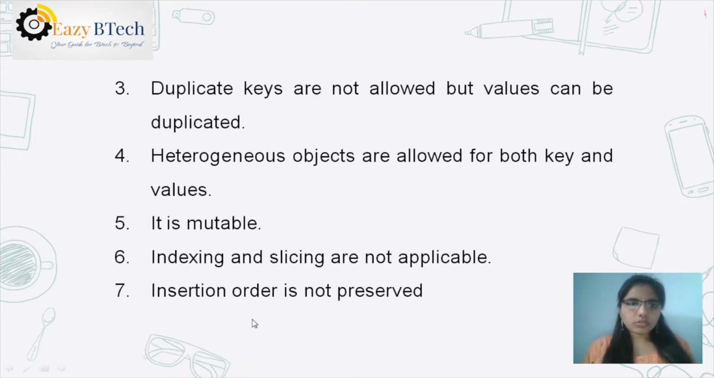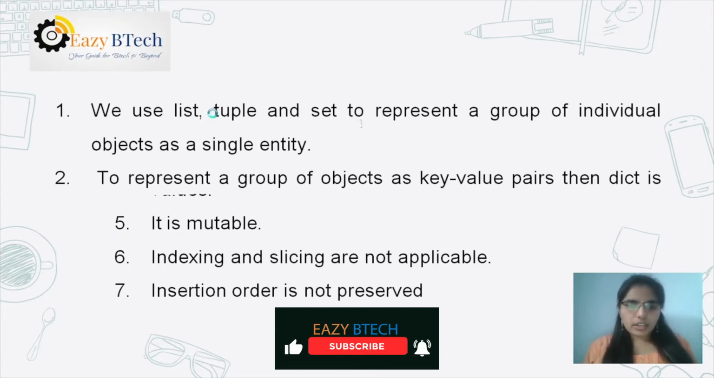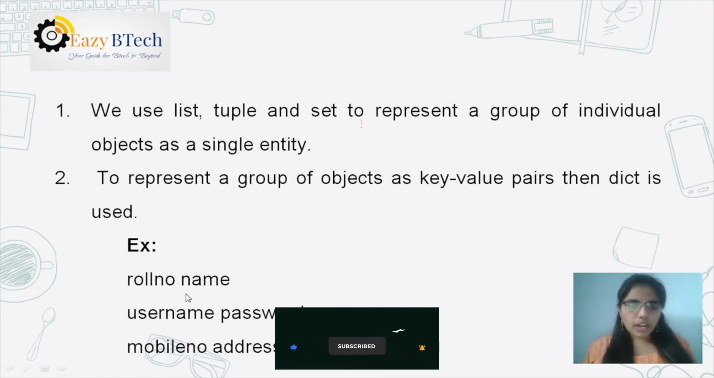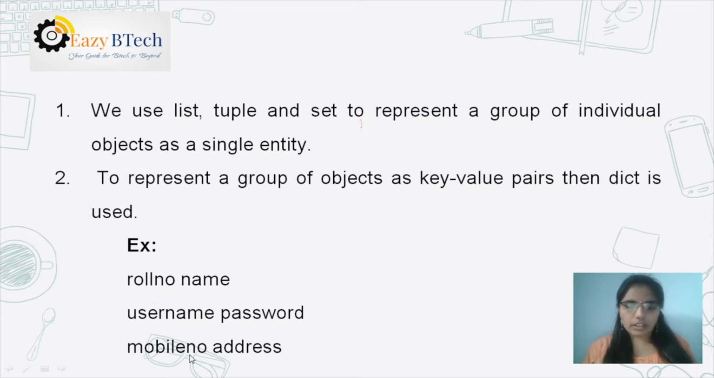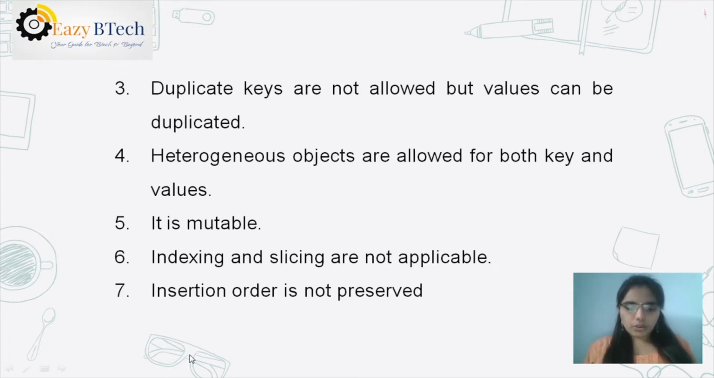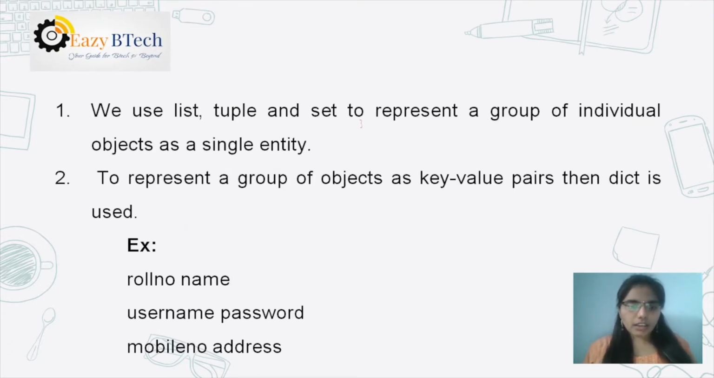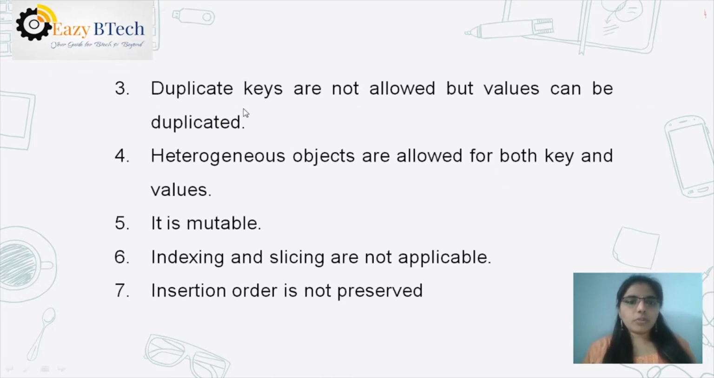This is the third point: duplicate keys are not allowed, but values can be duplicated. Here, username, roll number, and mobile number are unique values, and those unique values can be considered as keys. Heterogeneous objects are allowed for both keys and values.